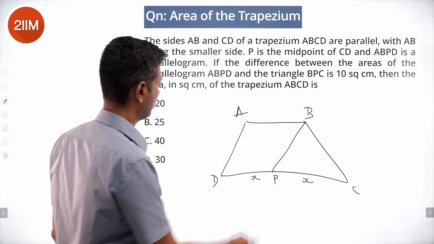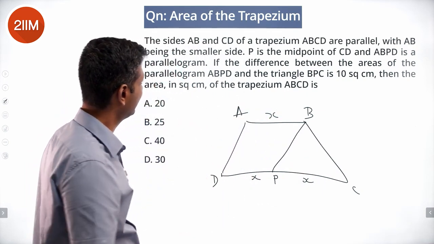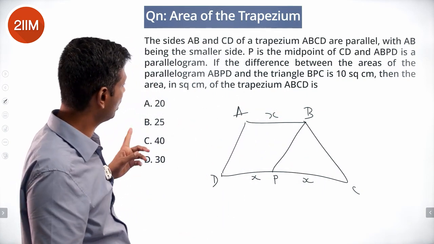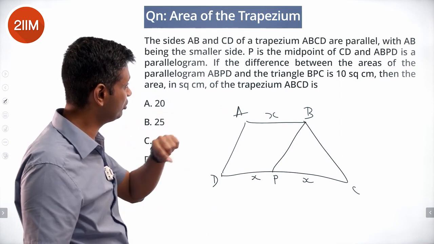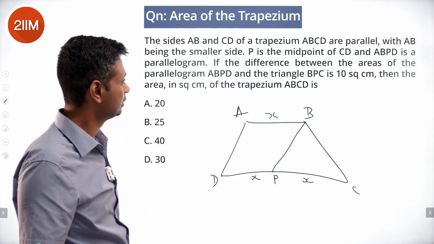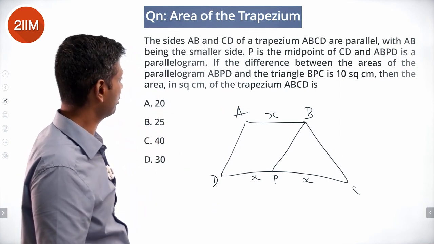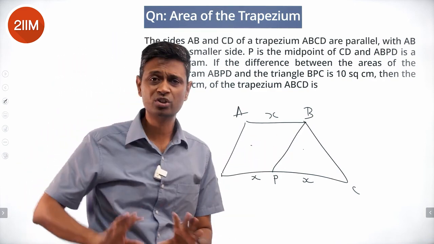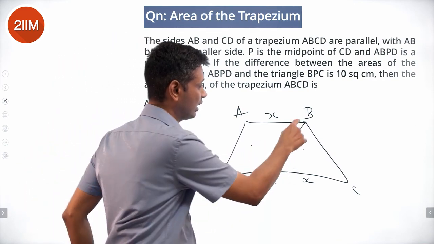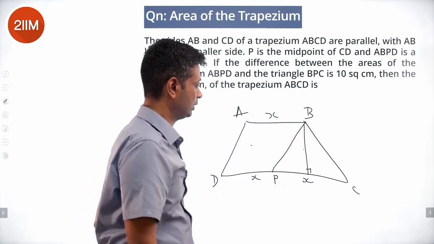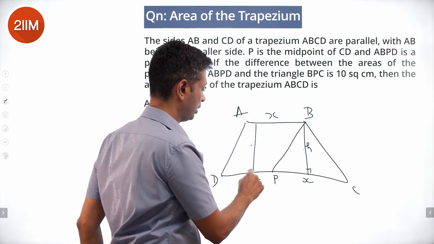ABPD is a parallelogram, so this should be X. The difference between the area of the parallelogram ABPD and the triangle BPC is 10 square centimeters. Then the area in square centimeter of the trapezium: this minus this is 10 to start with. This is half into this height here, H. It will be the same height here.